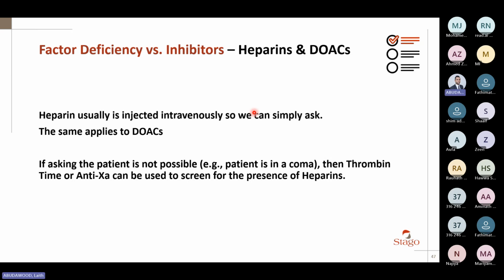Now, the other suspect in the case of mixing studies being prolonged is anticoagulants that are given to the patient. And notice that I said heparins and DOACs. I did not say something like warfarin. Do you know why? Can you tell me why warfarin is not considered as an inhibitor in this case? I would like to hear from you. Warfarin is an anticoagulant, of course. But why is it not suspected here?